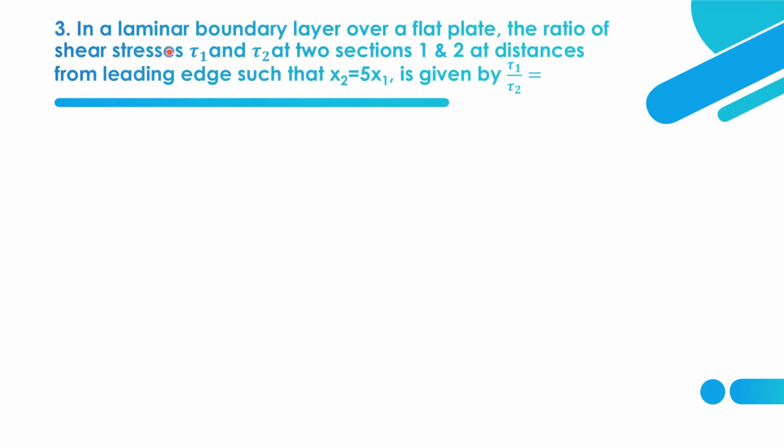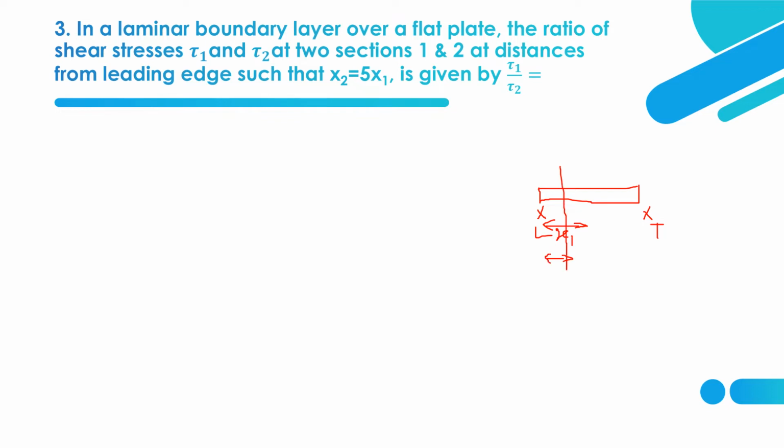Third one is, in a laminar boundary layer over a flat plate, the ratio of stresses tau1 and tau2 at two sections 1 and 2 at distances from leading edge. So what is the leading edge actually? For example, say this as the flat plate. This is called as leading edge and this is called as trailing edge. So they have asked the ratio of shear stresses tau1 and tau2 at sections 1 and 2 at distances from leading edge such that x2 is equal to 5x1. For example, say this is x1, and what will be x2? x2 will be 5 times x1.